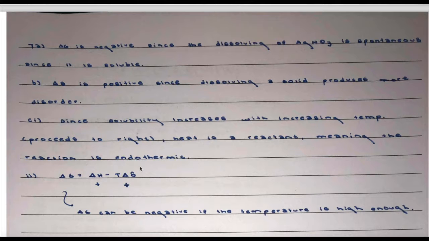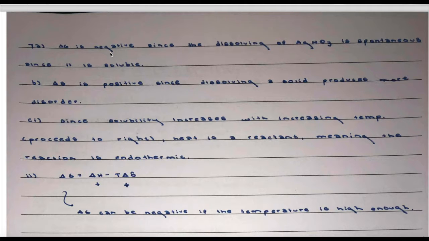Well, since silver nitrate is always soluble, what that tells me is that silver nitrate will dissolve without any outside influence. Therefore, the dissolving of silver nitrate is spontaneous, and therefore my delta G is going to be negative. Okay, so just keeping in mind that silver nitrate naturally will dissolve, and therefore, since that is a spontaneous reaction, your delta G will be negative.